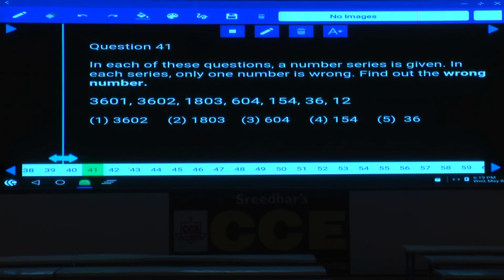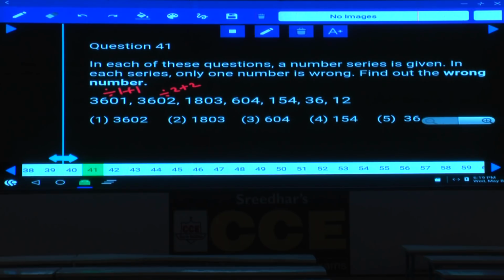How can you represent this one? Now the numbers are decreasing, isn't it? Hence 3601 divided by 1, can you write like this or not? And plus 1 divided by 1 plus 1. And 3602 divided by 2 is how much? 1801. Plus 2 is 1803. Are you following this one or not? Next one divided by 1 divided by 2.